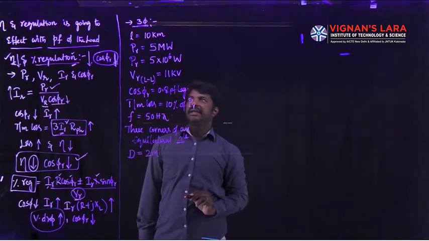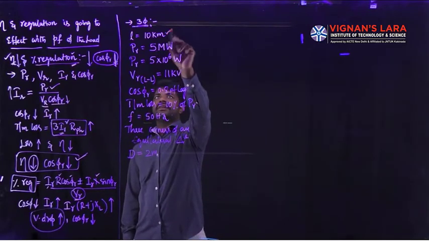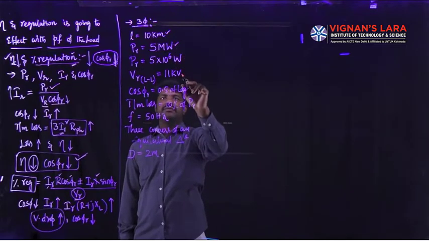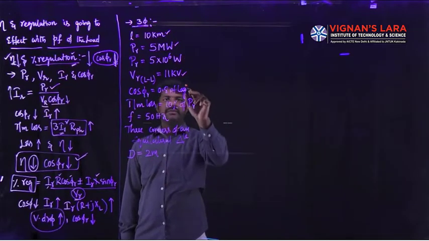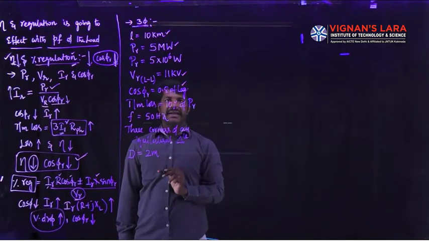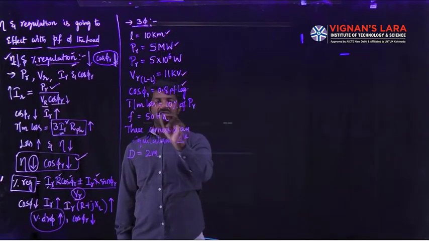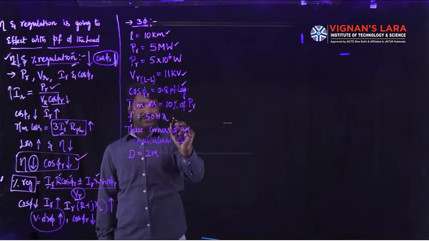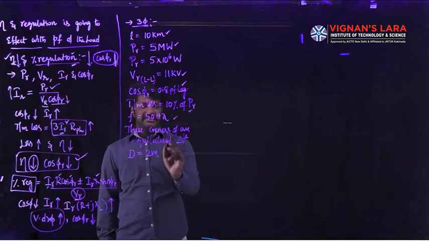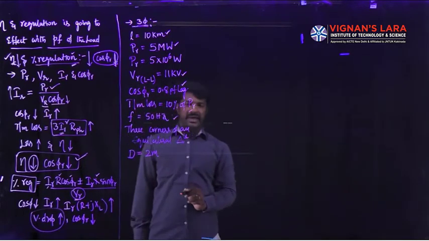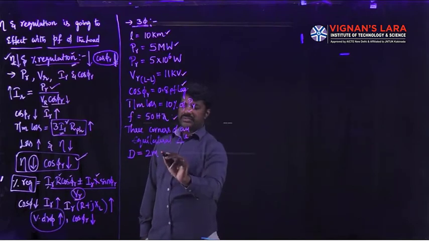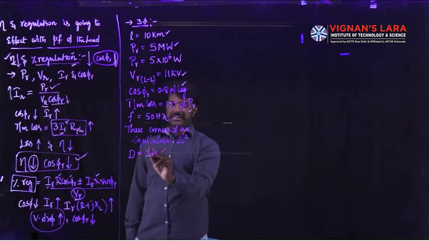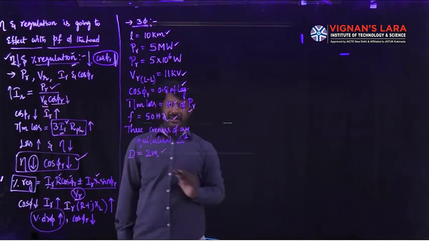Once again I repeat, it is a transmission line whose length is 10 kilometers, delivers a power of 5 megawatts with a line voltage of 11 kV, operating with a load having a power factor of 0.8 lagging, and the transmission line losses are considered to be 10% of the receiving end power with a frequency of 50 Hz. And these three conductors are located at the corners of an equilateral triangle whose side is 2 meters. Therefore, the distance between any two conductors in this three-phase transmission line is 2 meters.